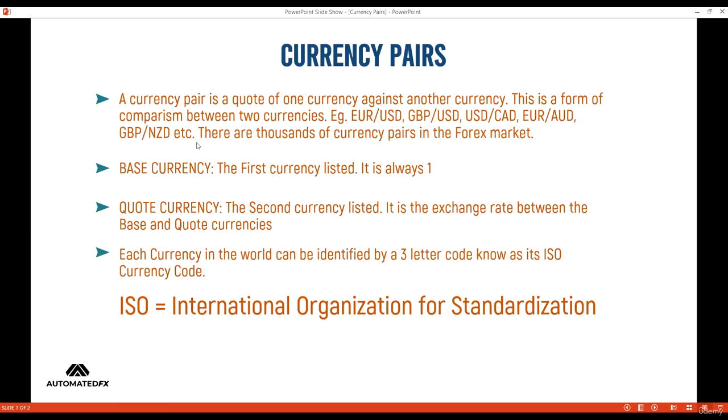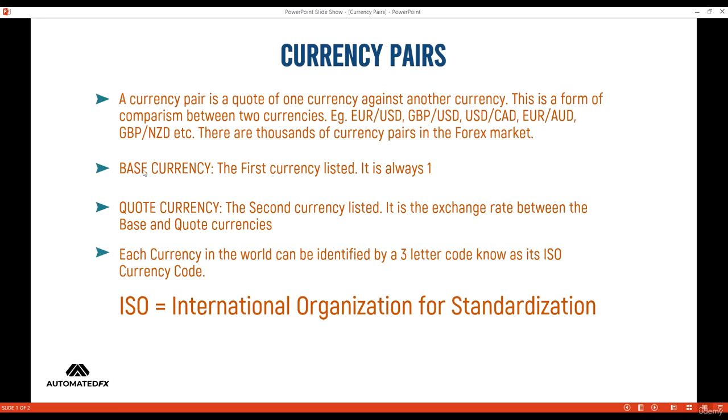So the idea of a currency pair, like I said, is the comparison between one currency and another currency. We are basically saying one currency is going to gain value against the other currency. When we are saying this currency will gain value, we are actually buying that currency. If we are saying this currency will fall, we are actually selling that currency. So that's the idea of currency pairs.